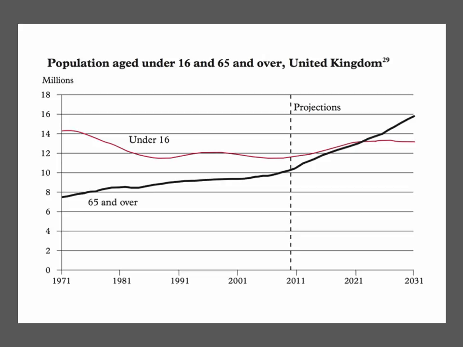Here's another chart. Again, all these charts are showing pretty much the same thing, aren't they? That this is the population aged under 16 and 65 and over. And you can see that the projection is that in a few years' time, the number of people aged over 65 will overtake the number of people aged under 16. Another aspect of our aging population.